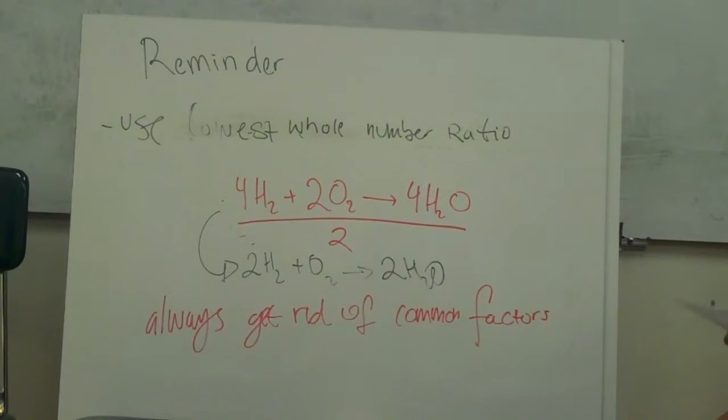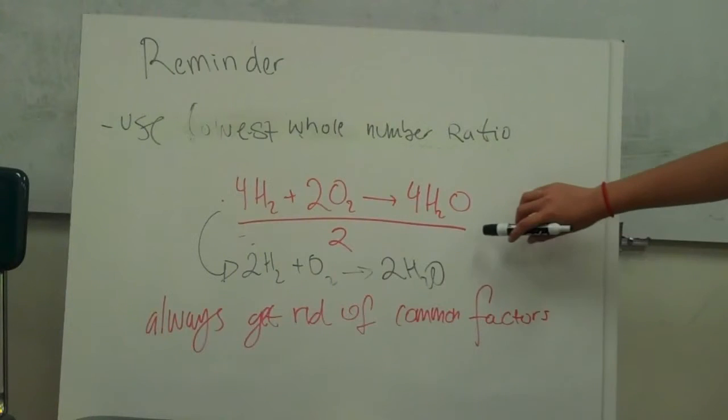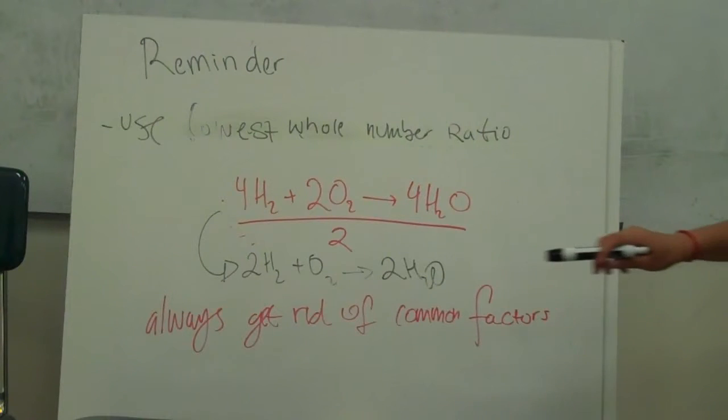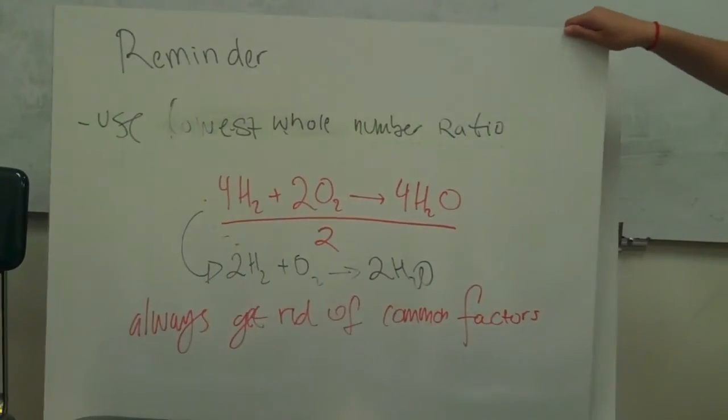A reminder, you always want to use the lowest whole number ratio. So if you get an equation where you can divide by a common factor, divide by it. So if you had 4H2 plus 2O2 yields 4H2O, you divide the coefficients by 2 to yield 2H2 plus O2 yields 2H2O. So you always want to get rid of the common factors.